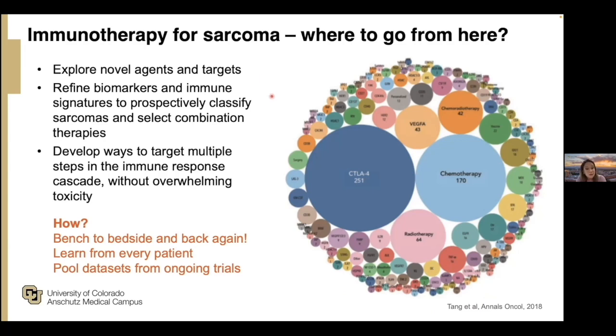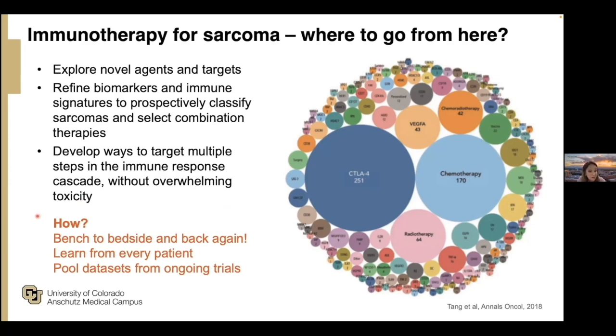So what we need to do is we need to work smarter. We need to refine our ability to classify our sarcomas, look for biomarkers and immune signatures to select combination therapies more likely to work for individual sarcoma patients. And I think the way we're going to have to do this and to really move the needle, given our barriers, is to find combinations or other ways to hit multiple steps in that immune cascade without creating too much toxicity.